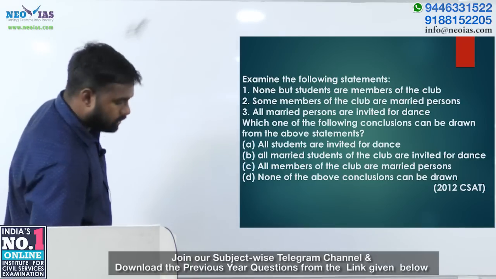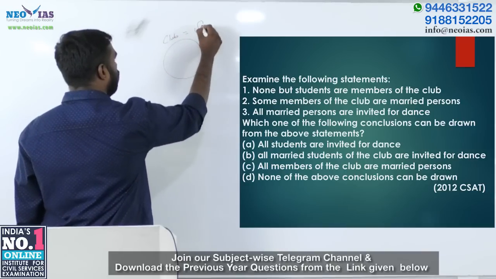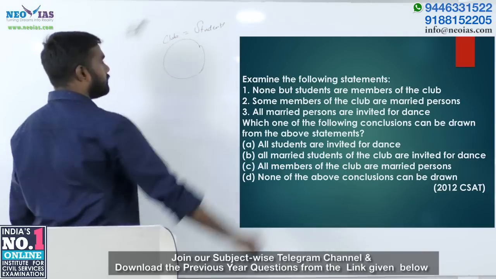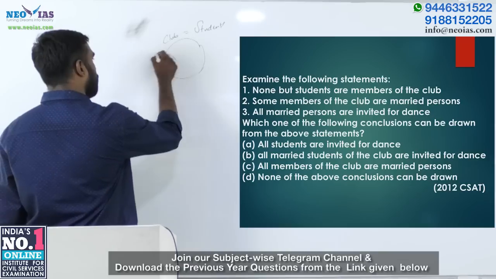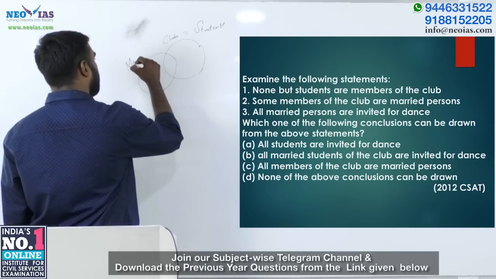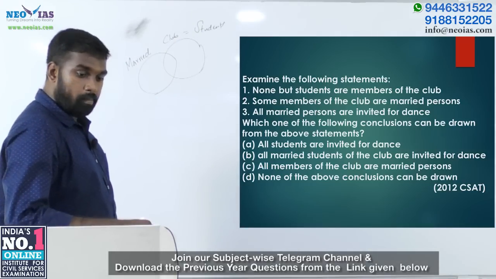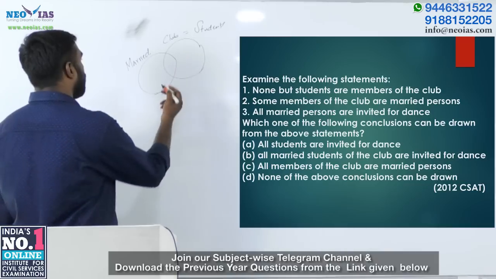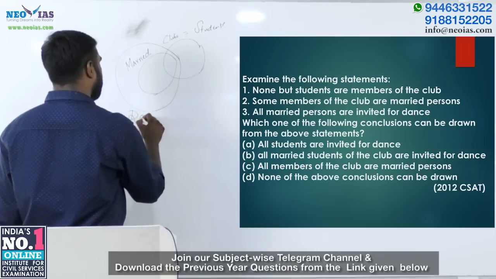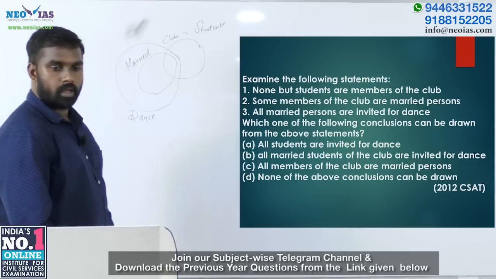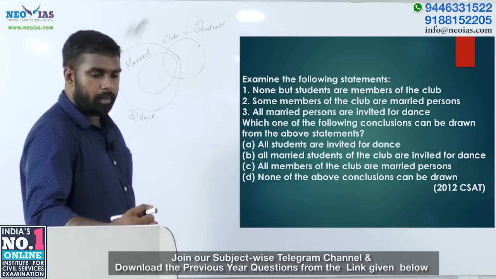So there is a club, and its members are all students. No one else can get the membership of this club. Some members of the club are married persons. Some are married persons. All married persons are invited for dance. Okay, so these are the conditions. Which one of the following can be drawn?